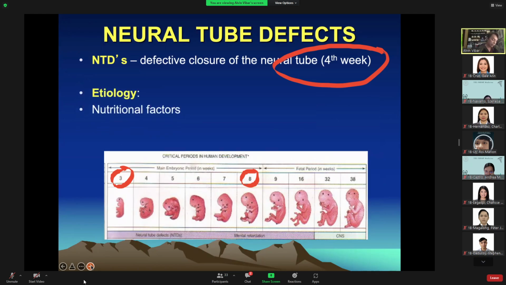Etiology: nutritional factors and environmental factors. Environmental factors, for example, radiation, drugs, chemicals. Nutritional, of course, poor nutrition. Di ba pag sinasabi sa buntis palagi, pag alam na buntis siya, kumain ng gusto? Dapat hindi maninigarilyo, no exposure to drugs, chemicals, radiation, etc. Otherwise, baka magkaroon ng congenital anomalies.